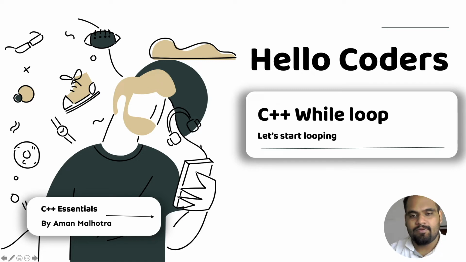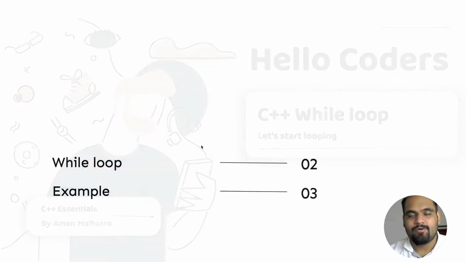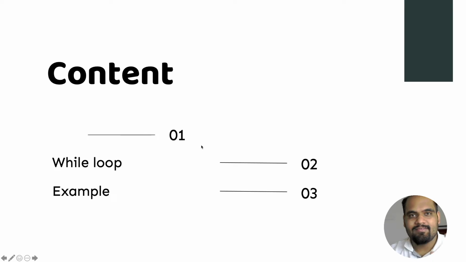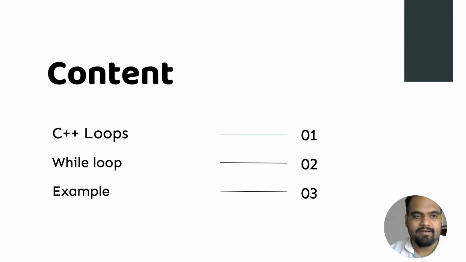Okay, so we see where these loops are used, what all types of things are there, and what a loop is in general as well. Let's look at the contents. We have C plus plus loops. We're going to understand what loops are and how you execute them. We have the while loop, which is in particular what we're going to talk about. We have an example of a while loop so that you know how to use them as well.